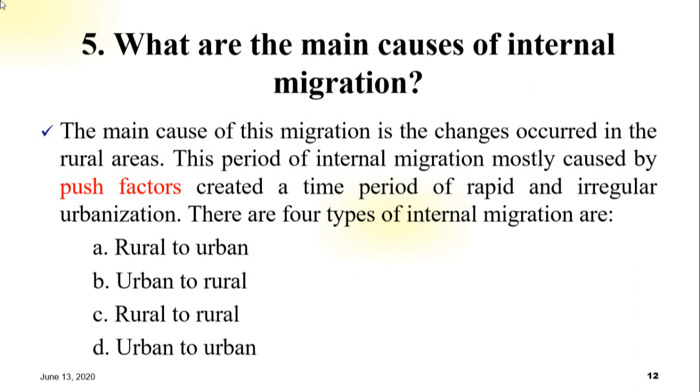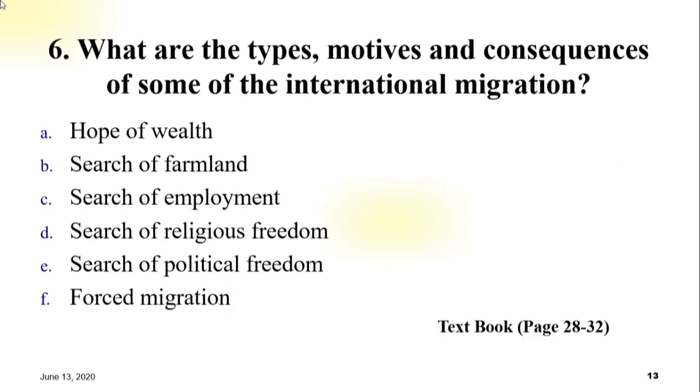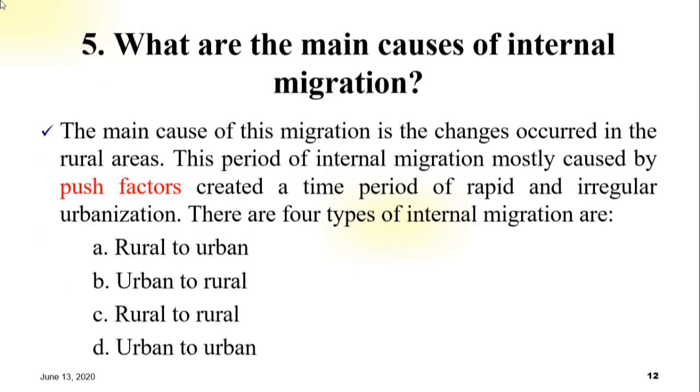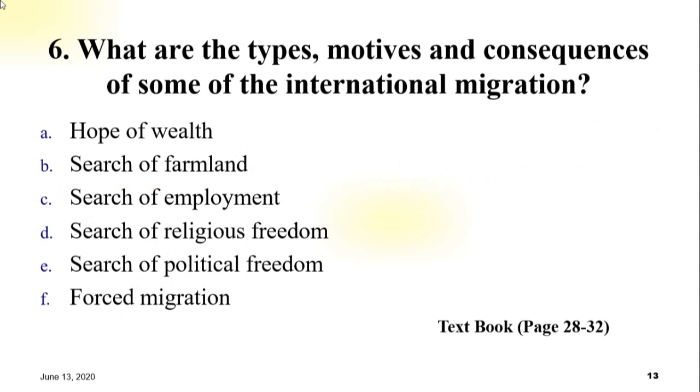Internal migration means all the people migrate within the same country, in the same region. So now move to point number 6. What are the types, motives, and consequences of international migration?